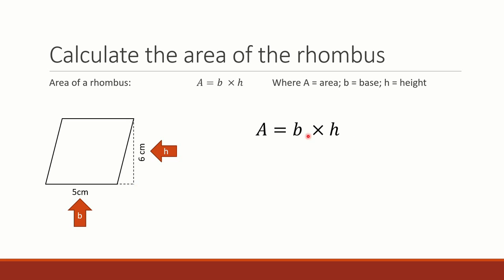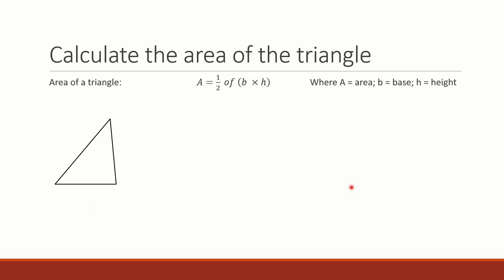A equals B times H, and then we can swap out. B is 5, H is 6. 5 times 6 is 30 square centimeters. There we go. Next one is the area of a triangle. Our formula is half of B times H. Remember, B is our base, H is going to be the height. The same as with the rhombus and the parallelogram, it's going to be the straight up height.